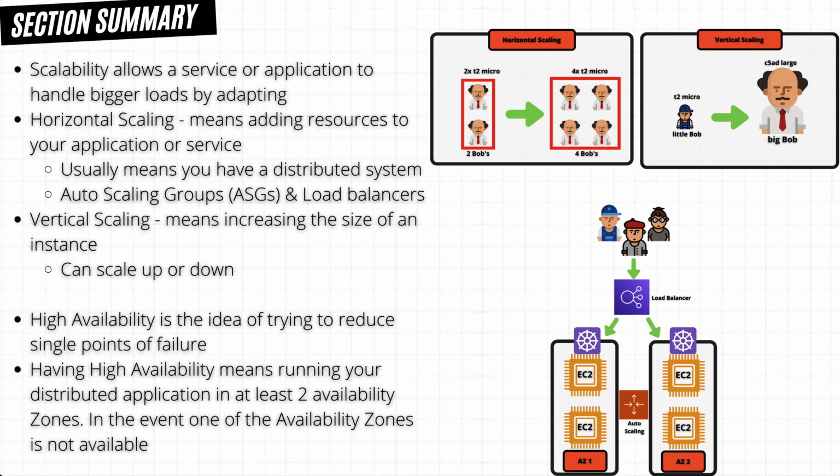And we have two types of scalability. We have horizontal scaling and vertical scaling. Remember that vertical scaling refers to the idea of increasing the capacity of a single node. An example of this would be to replace your T2 micro instance with a much bigger instance, like a C5AD large instance. Remember Little Bob versus Big Bob.